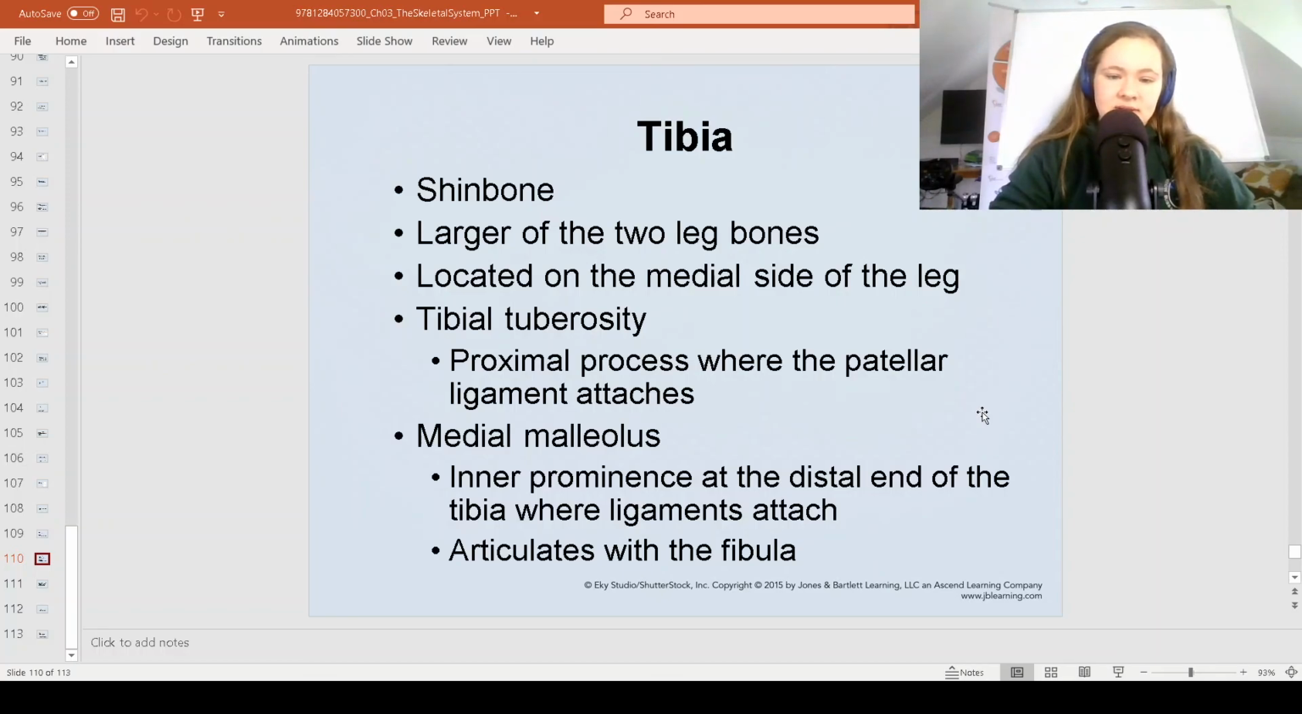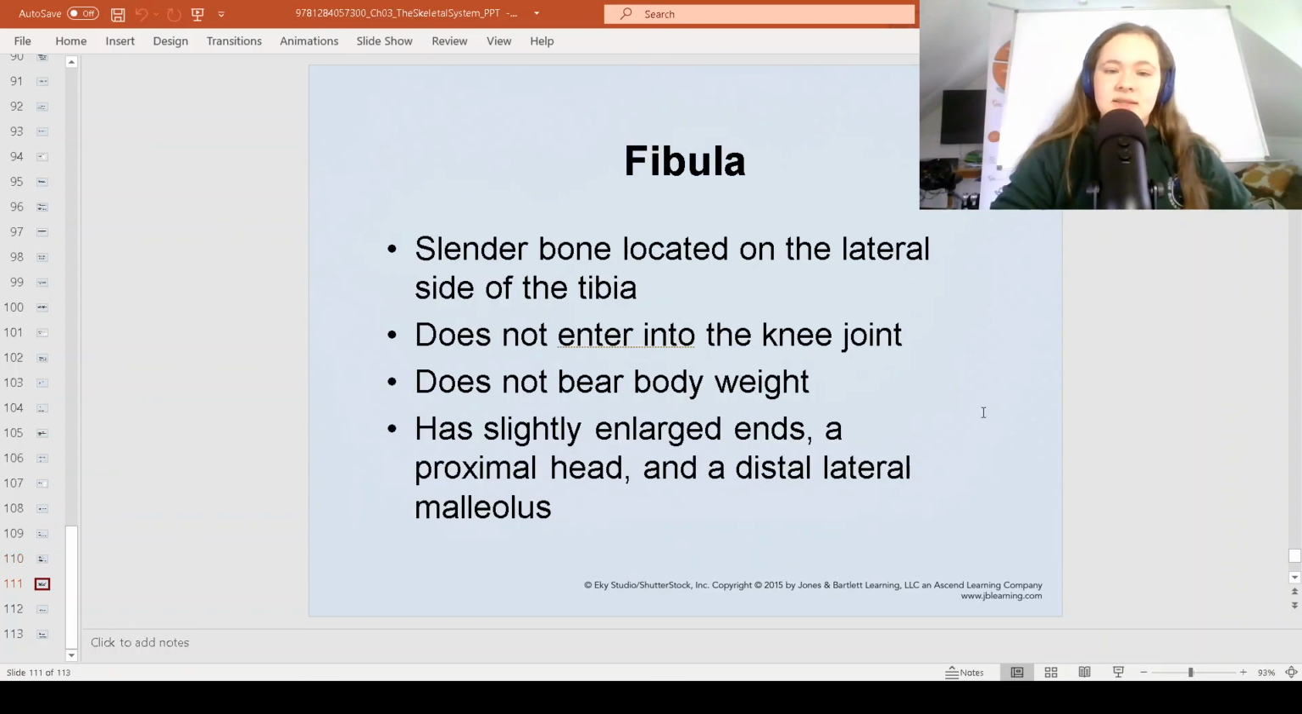Medial malleolus is the inner prominence at the distal end of the tibia where ligaments attach. It articulates with the fibula. The fibula is the slender bone located at the lateral side of the tibia. It does not enter into the knee joint and does not bear body weight. It has slightly enlarged ends, a proximal head, and a distolateral malleolus.